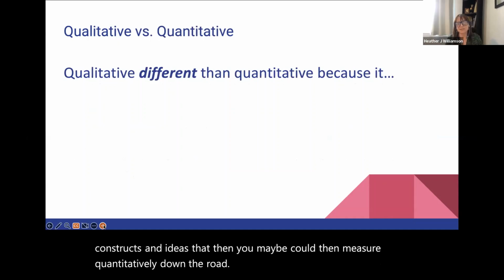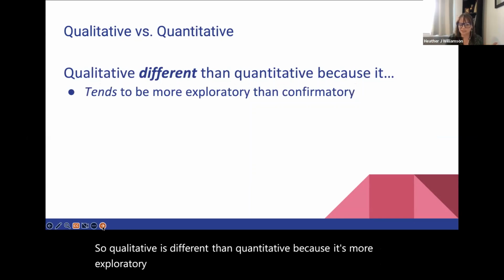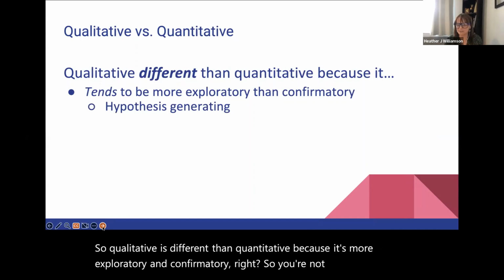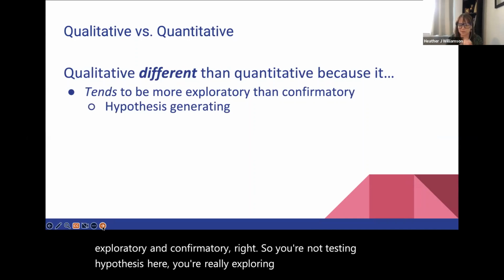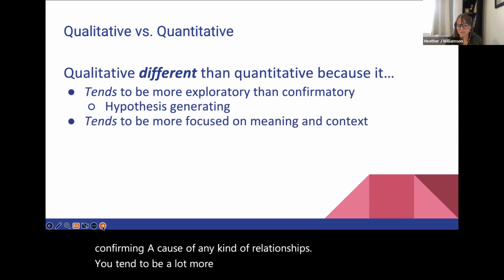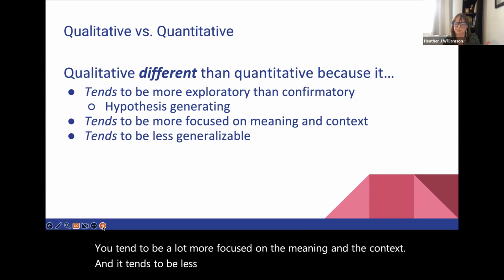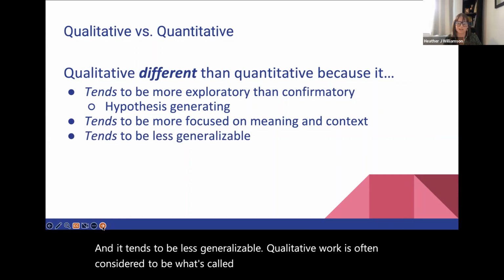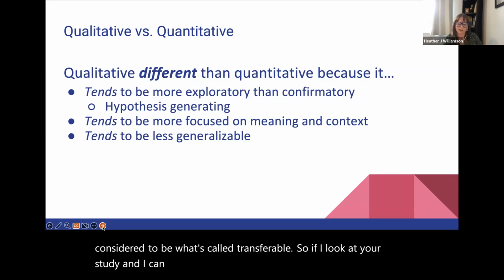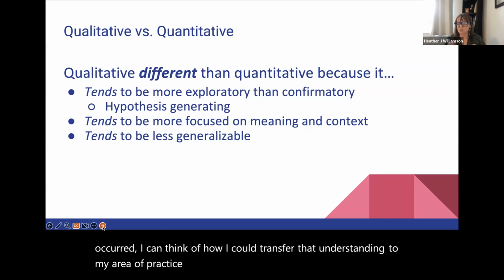So qualitative is different than quantitative because it's more exploratory than confirmatory, right? So you're not testing a hypothesis here. You're really exploring an issue. You're not confirming a cause of any kind of relationships. You tend to be a lot more focused on the meaning and the context, and it tends to be less generalizable. Qualitative work is often considered to be what's called transferable. So if I look at your study and I can identify the context in which your study occurred, I can think of how I could transfer that understanding to my area of practice. You're not looking to make generalizable responses from a sample to a larger population.